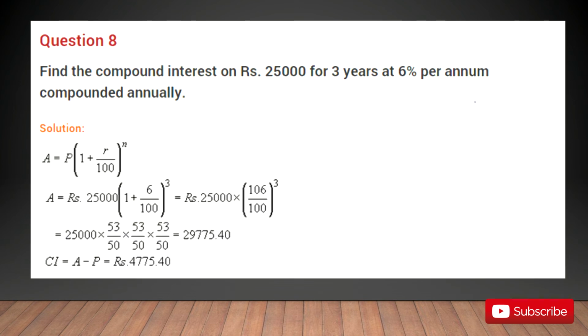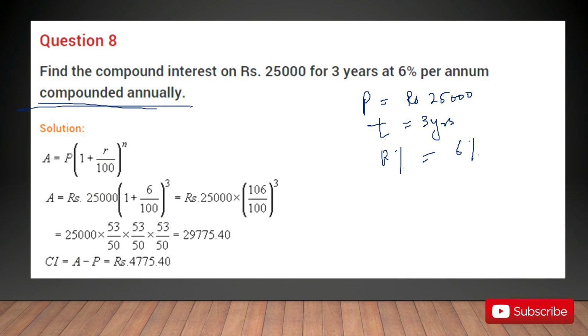All right. So the first question says, find the compound interest on rupees 25,000 for 3 years. So we have the principal, which is 25,000. Time is given to me as 3 years, and the rate percentage is given to me. This word is very important, that it is compounded annually. So this is the formula. I'm putting all the values in the formula.